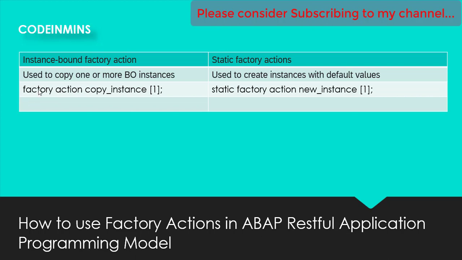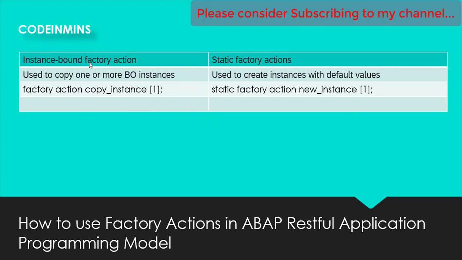So the keyword factory is added here, and then the action keyword, and after that the method name. This is the method name, and factory actions always have the cardinality of 1. If you want to create static factory actions for copying or creating a new business object instance with default values, you need to add a static keyword here, and then the factory keyword, then the action keyword, and your method name. This will also have a cardinality 1.